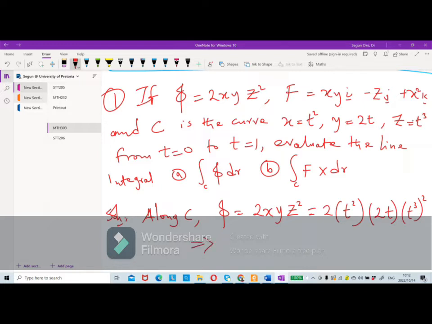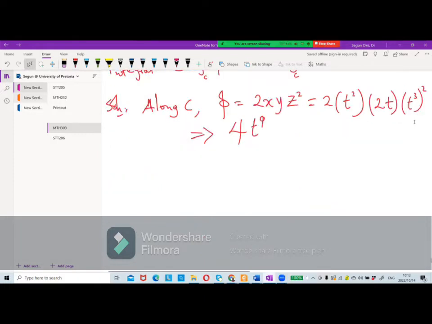When you merge it together, 2 times 2 is 4. We have t squared here. t squared multiplied by this, what do you have? t to the power of 9. Don't worry, I will help you guys. Have you seen it? It's t^9. Do you agree with me? Yes, sir. Because this is t^6 plus t^3, what do you have? t^9.